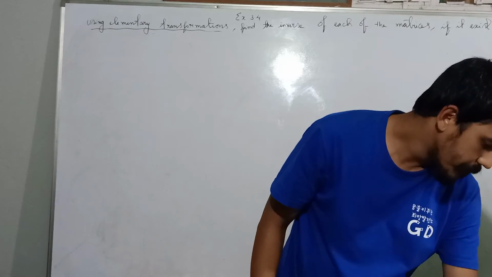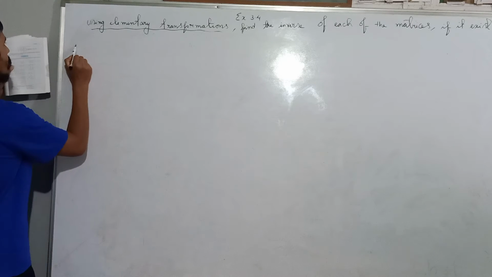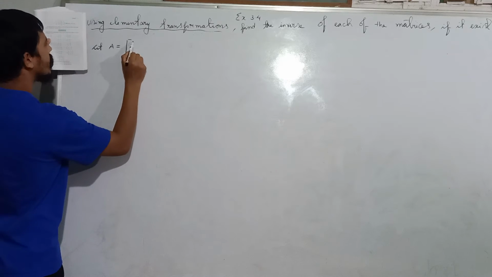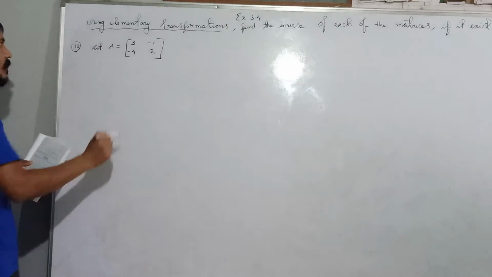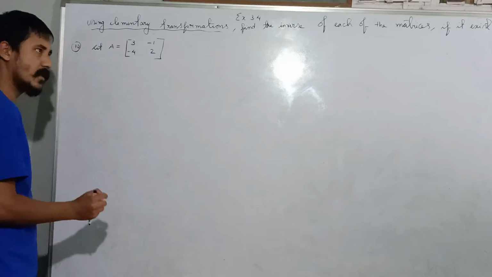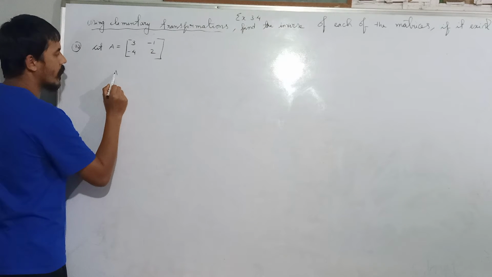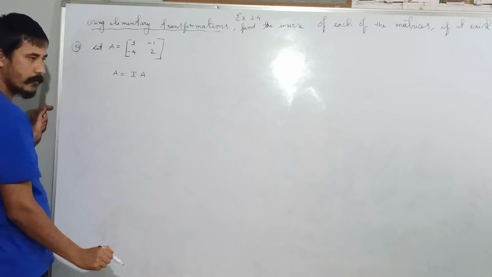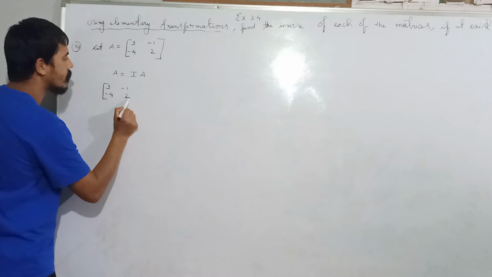Suppose I want to solve number 10, Exercise 3.4, number 10. Let A be your given matrix. Your given matrix is 3, minus 1, minus 4, 2. So this is your given matrix. I've taken it to be A. So I want to find out A inverse if it exists. Now, we know that any matrix A can be written as identity matrix times A, right? Now your matrix A is 3, minus 1, minus 4, 2.